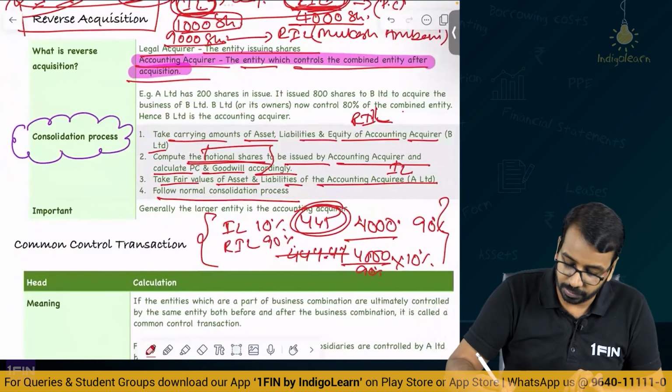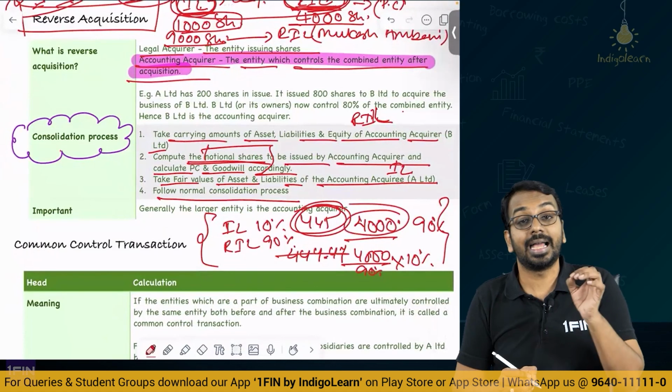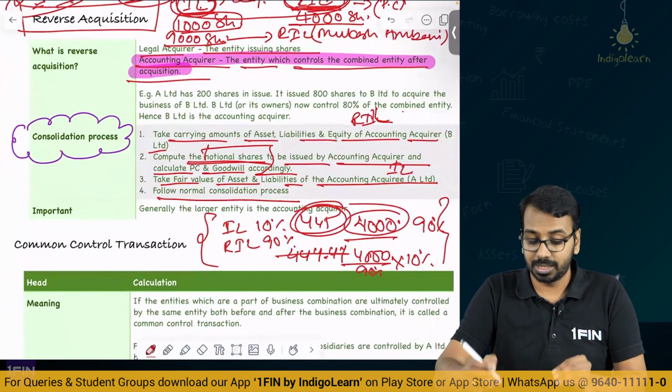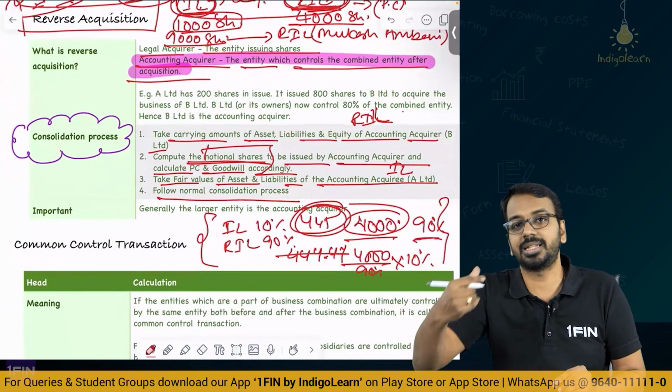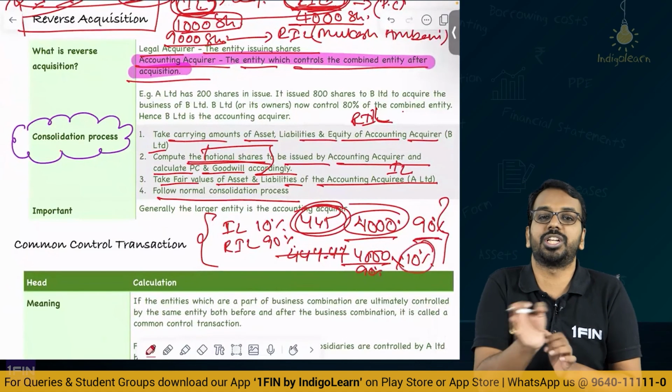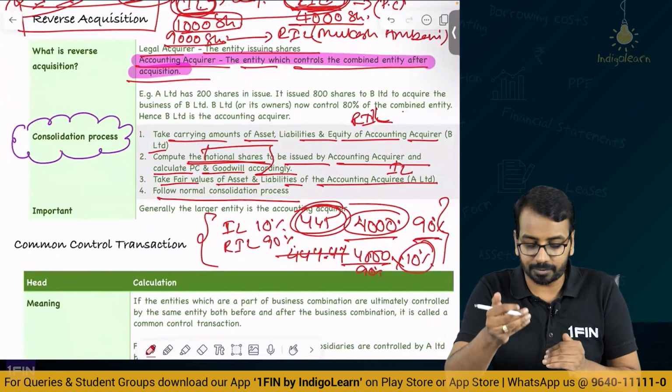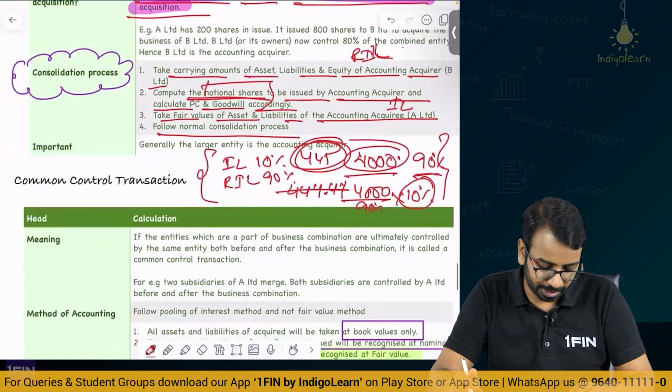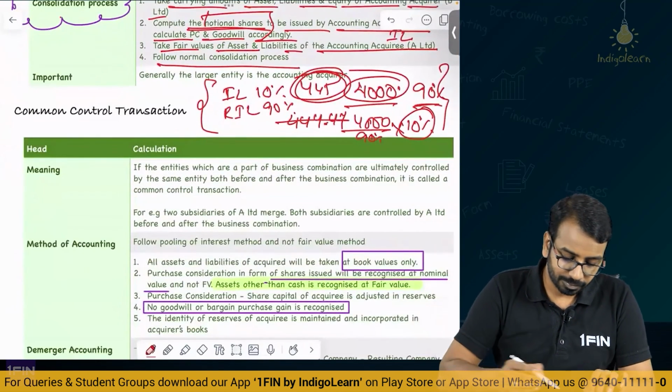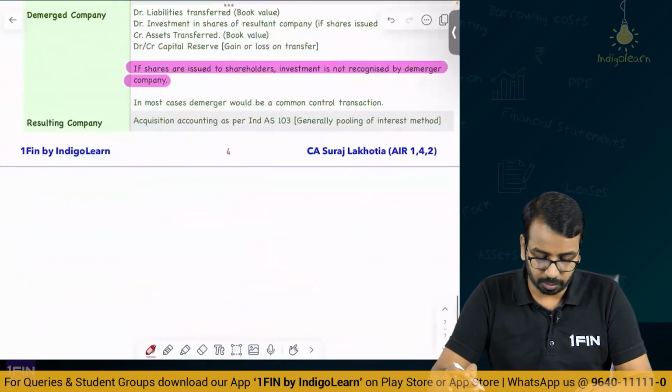For that, what will you do? You will simply take the existing shares of the accounting acquirer. That becomes 90% in our case, that is their stake. For 10%, how many shares should we issue? Okay, do the adjustment a couple of times, and it will be done. Right? Then we have one more concept called common control transaction.